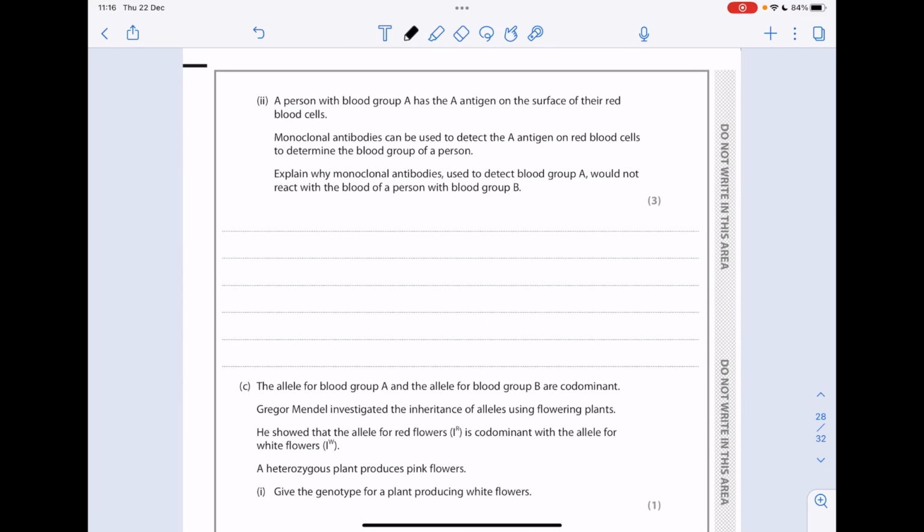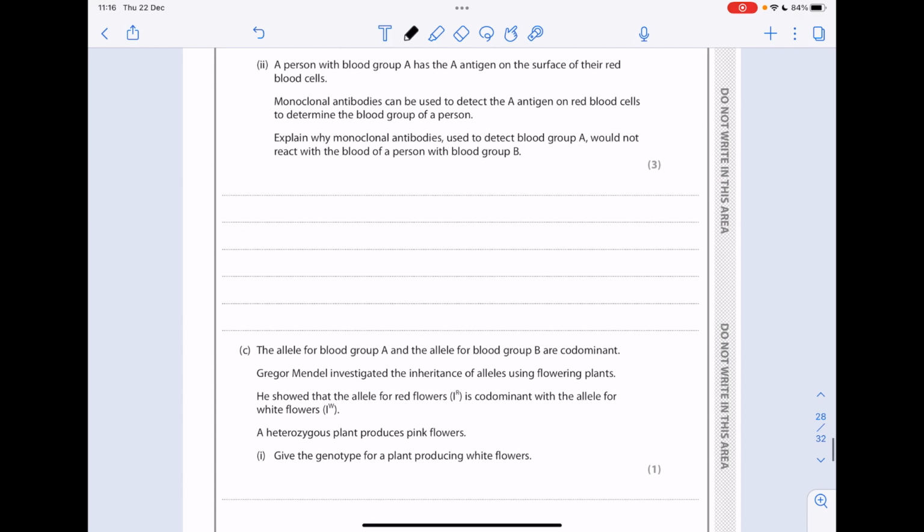That's because the shape of an antibody is complementary to the A antigen. Now, the B antigen has a different structure, and therefore this antibody will only bind to the A antigen. It will not bind to the B antigen.